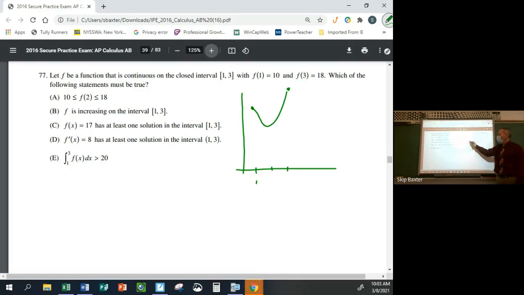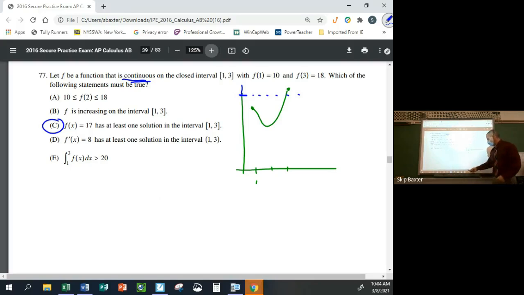It also rules out B. Nowhere up here do they say that it's continuously increasing, so you could have this as a counterexample for B as well. C, f of x equals 17 has at least one solution in the interval from 1 to 13. So 17 is somewhere here, right? How do I know that f of x equals 17 has at least one solution in that interval? IVT, right? Intermediate value theorem. We have a continuous function. There's no way it can get from 10 to 18 without crossing 17, because it's continuous. So it's this one, definitely by IVT.